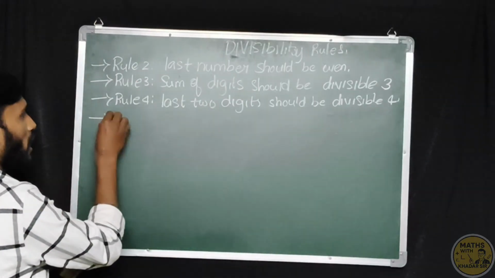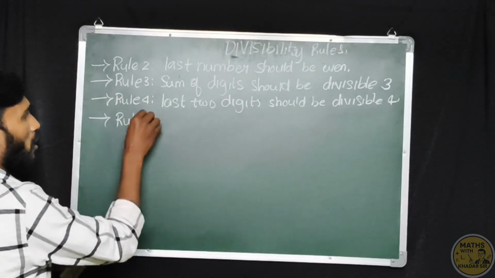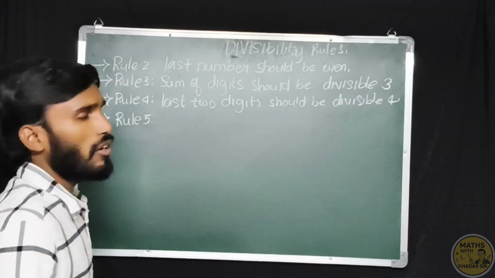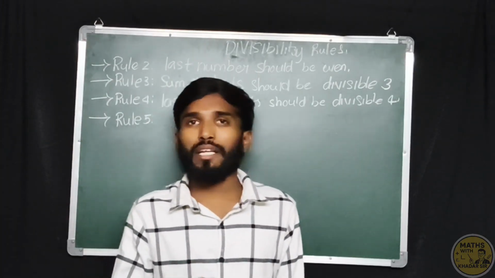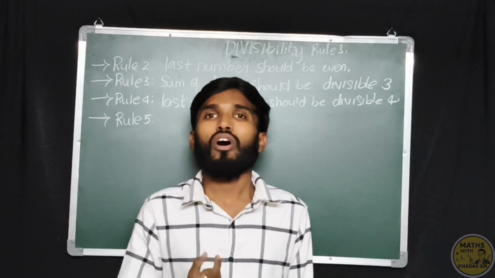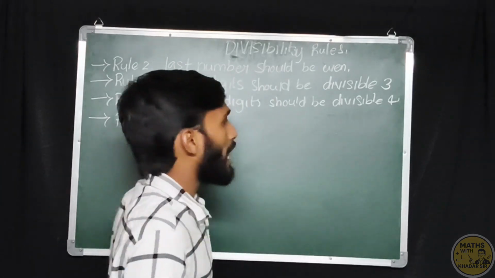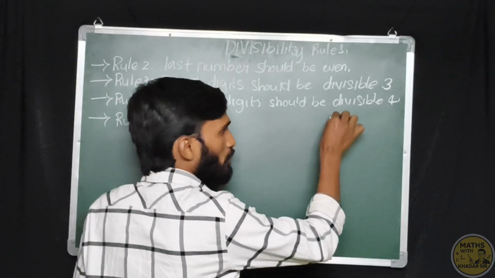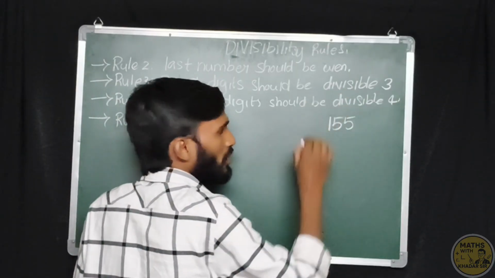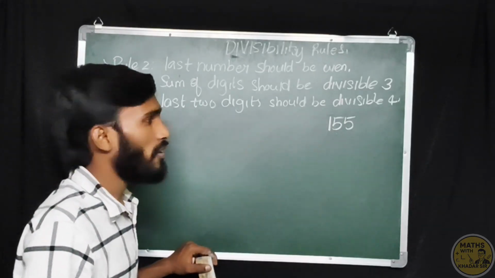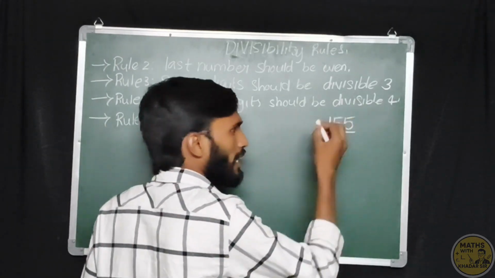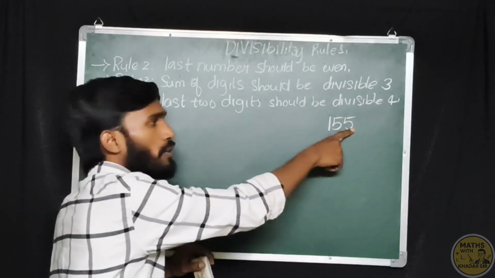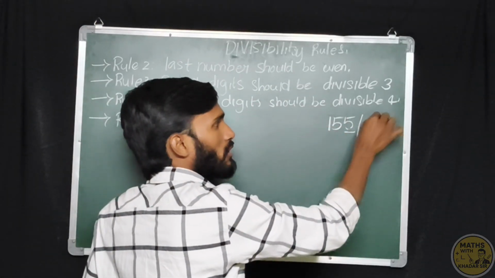Now come to the divisibility rule of 5. What is the divisibility rule of 5? In a number, the last digit should be either 0 or 5. For example, I am taking the number 155. Now see, the last digit is 5. As per the rule of 5, the last digit should be either 5 or 0.